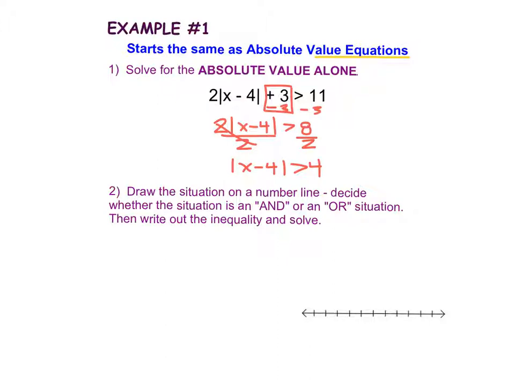Then we need to take what we just found, that absolute value by itself, and think about what this means.